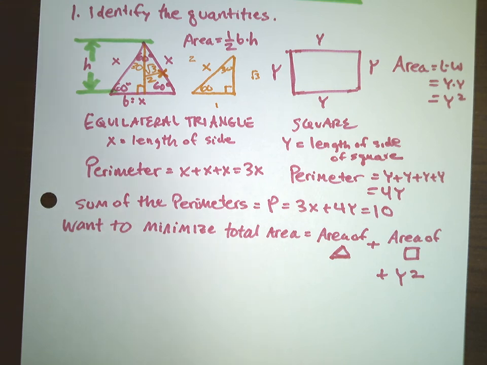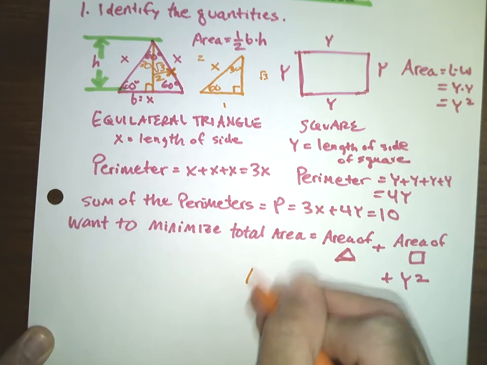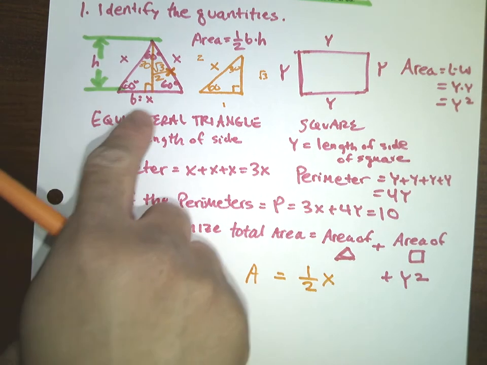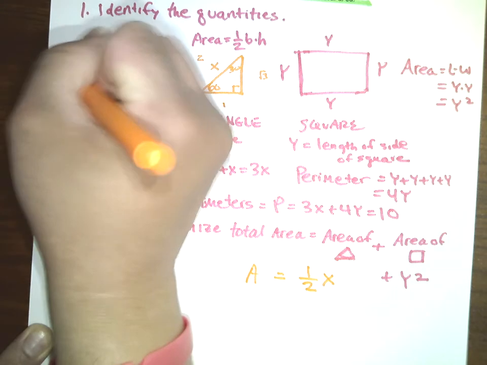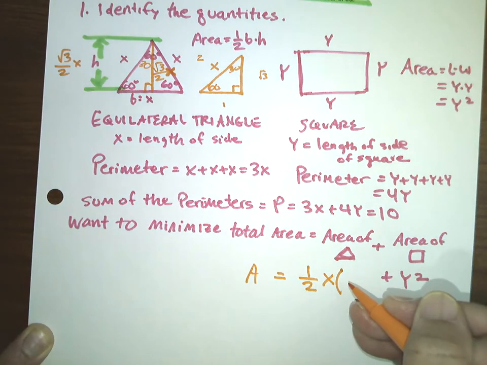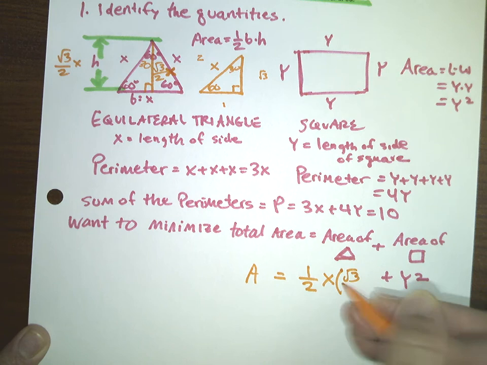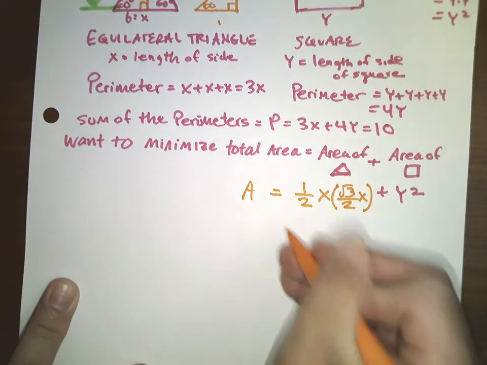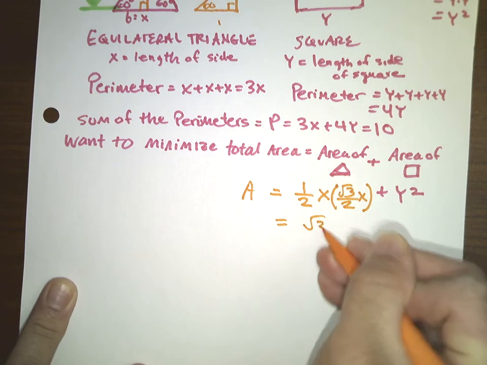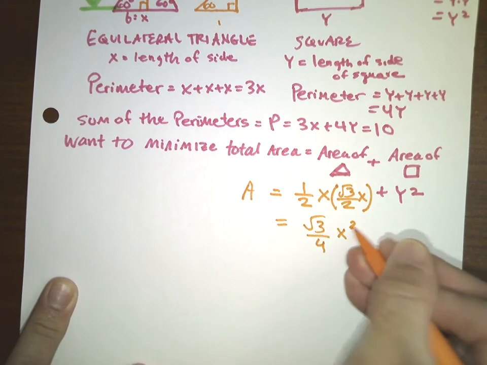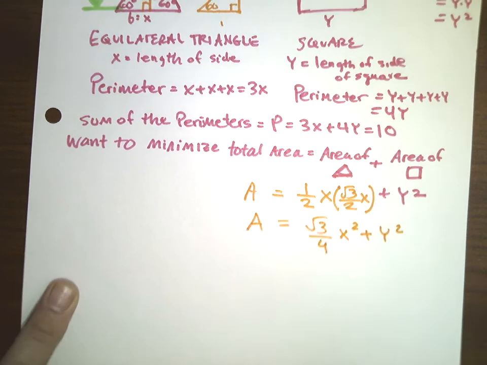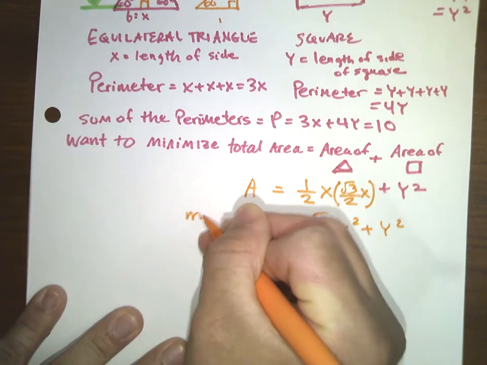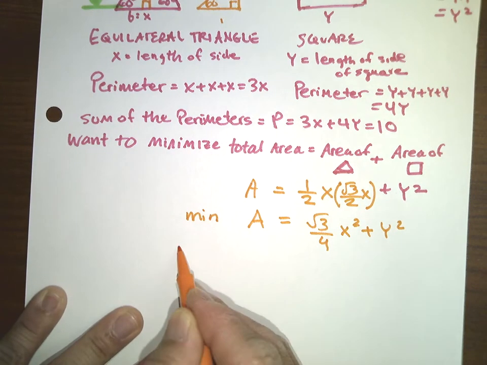And now that means that the area is going to be 1/2 times the base, which is x, times the height, which was square root of 3 over 2 x. So if I simplify this, this is going to be square root of 3 over 4, since 2 times 2 is 4, x squared plus y squared. And I'm calling that A for area. All right, so now this is what I want to minimize. So that is my primary equation.